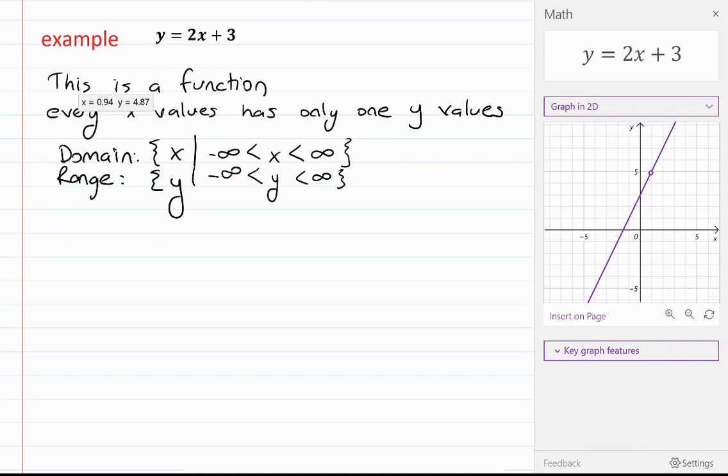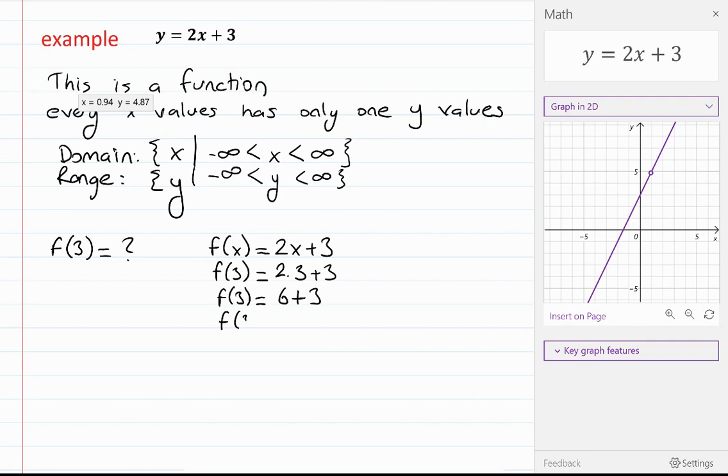Okay. Let's say our question is asking us, what is f of 3? How can we answer this question? Since our function is f of x equals 2x plus 3, I can write it like that, right? When I find f of 3, I'm just simply putting 3 when I see x. So 2 multiplied by 3, plus 3. So f of 3 equals 6 plus 3. So f of 3 is 9. This means when x equals 3, my y is equal to 9.